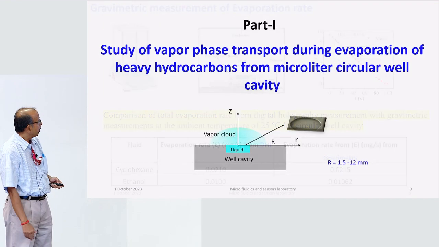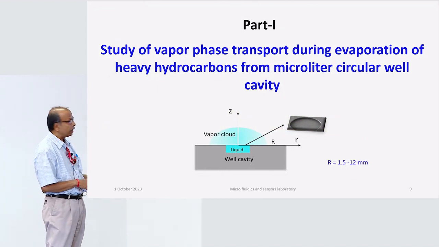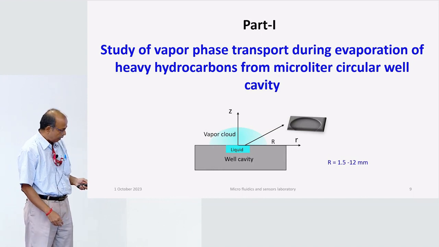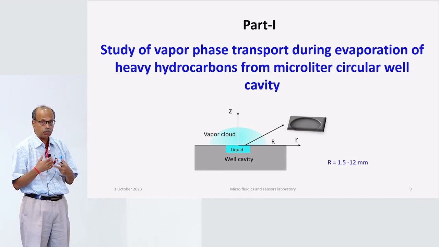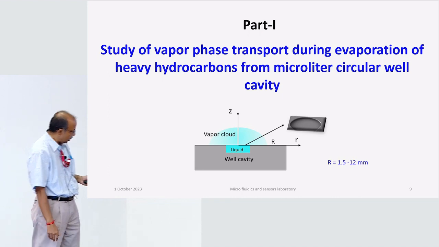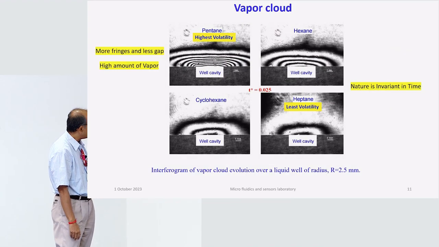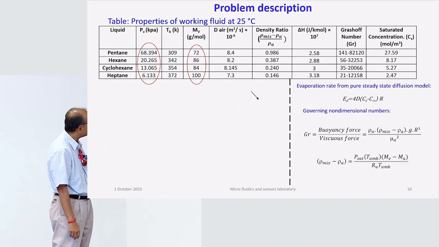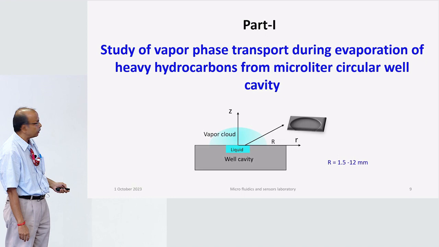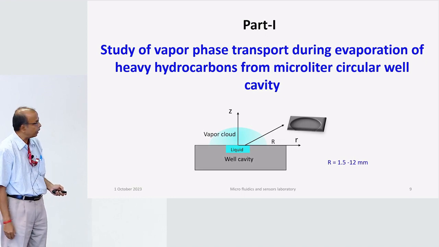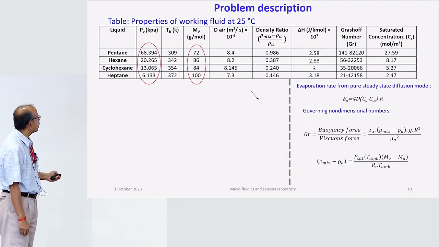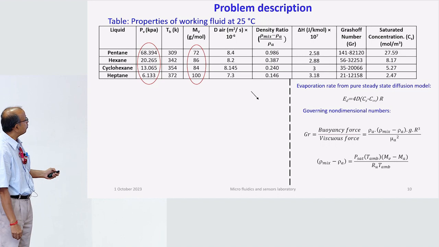Now we can move further. The original idea was to see the evaporation from the cavity, and we were looking forward to coming up with an expression which can be used to find the evaporation from the cavity. So we did this for many different sizes of the cavity to get a generalized trend of the evaporation, and we used a number of fluids. I have put the data here.